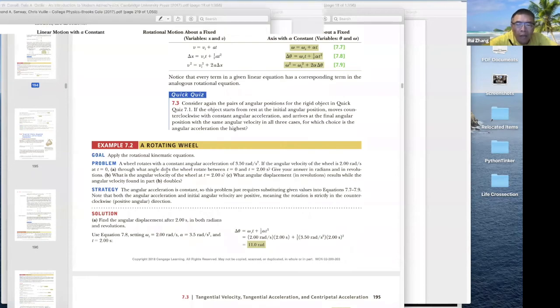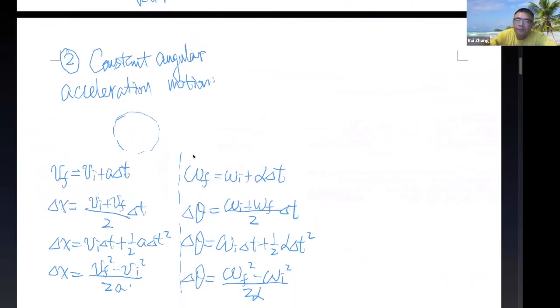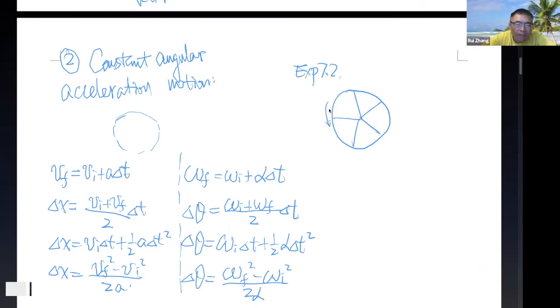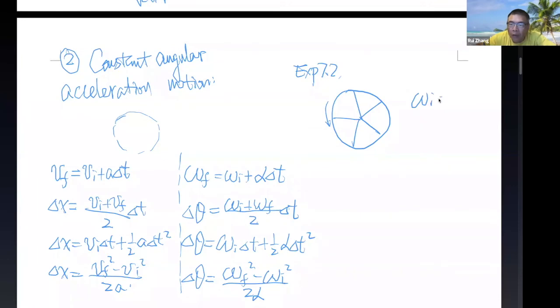So in A and B, we basically need to know the angle rotated and the final angular velocity. So what we're given, again, let's start by drawing a picture. So this is example 7.2. Let's draw this view here, like this. And okay, the wheel is rotating. What we're given is the initial angular velocity, 2 radian per second. Omega i equals 2 radian per second. Because it is positive, that means the wheel is rotating in the positive direction, which is counterclockwise. We're also given the angular acceleration, which is a constant, 3.5 radian per second squared.